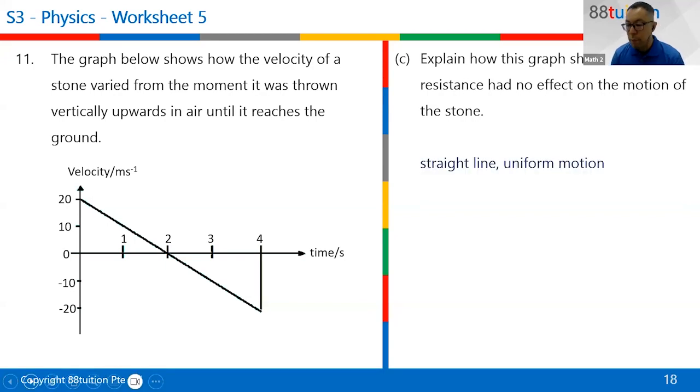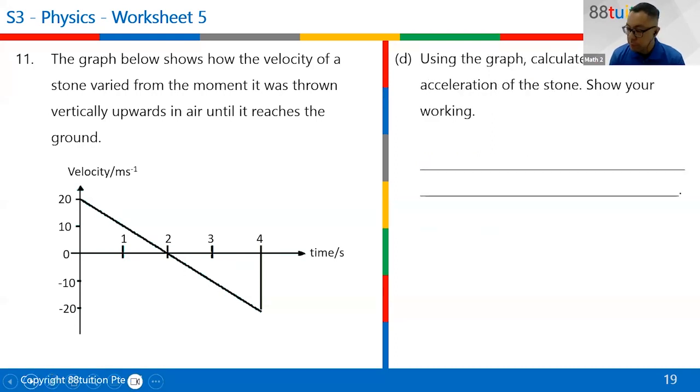Okay, if you recall in the earlier lessons, the velocity time graph gradient represents acceleration. From the graph, it can be seen that the gradient is constant. Therefore, the acceleration is constant. Straight line, uniform motion. We just use this point and this point to help us find. Of course, you also can use this point and this point. It doesn't matter because the gradient is constant.